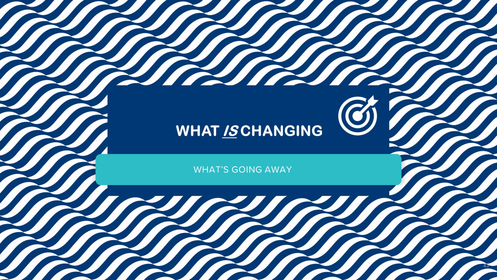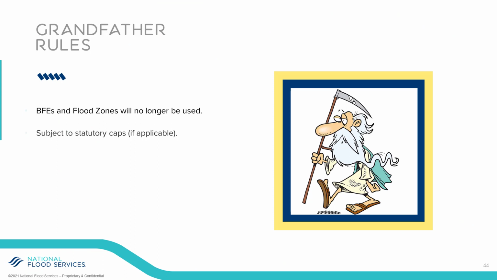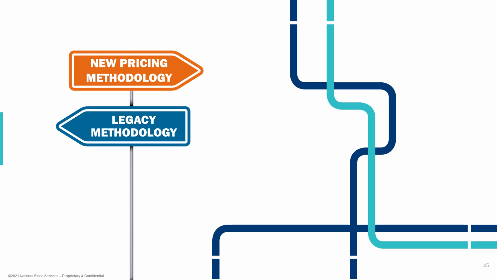Well, we've covered a lot of ground already, but now we need to talk about what is going away. Grandfathering under the new pricing methodology will no longer apply. Why? Well, remember, base flood elevations and flood zones will no longer be used in the rating of a flood policy. So what happens to the policyholders who have a grandfathered policy?